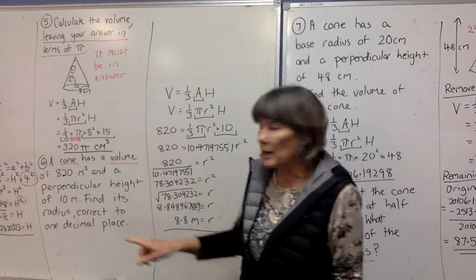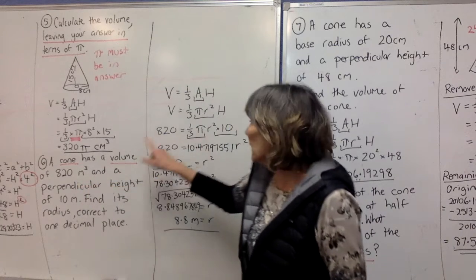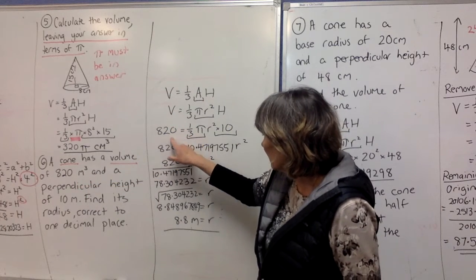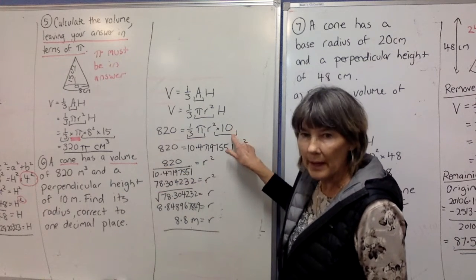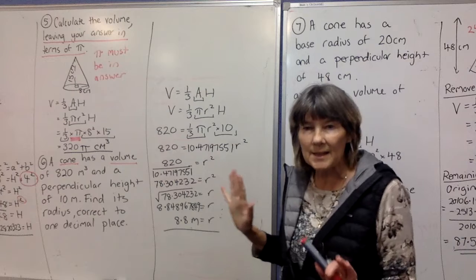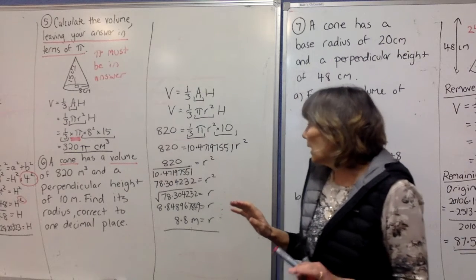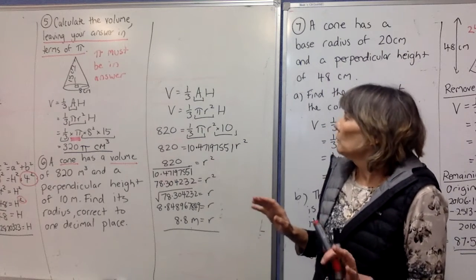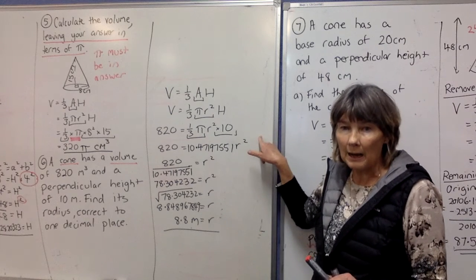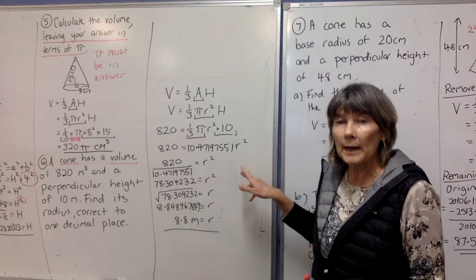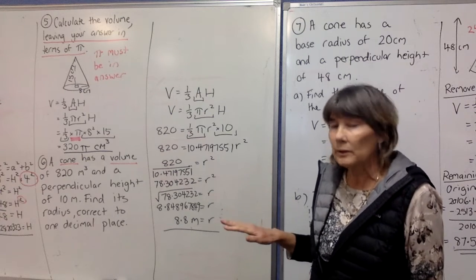Now we sub in what we know. The volume is 820. That goes in here. We also know the perpendicular height is 10. That goes in there. And all of this just stays as it is. All right, now, all you do when you're doing these, don't panic. The only thing you don't know there is R. So eventually we will get R out because it's the only thing we don't know.